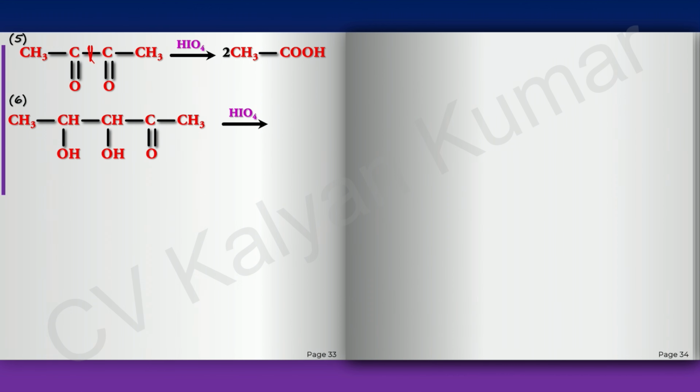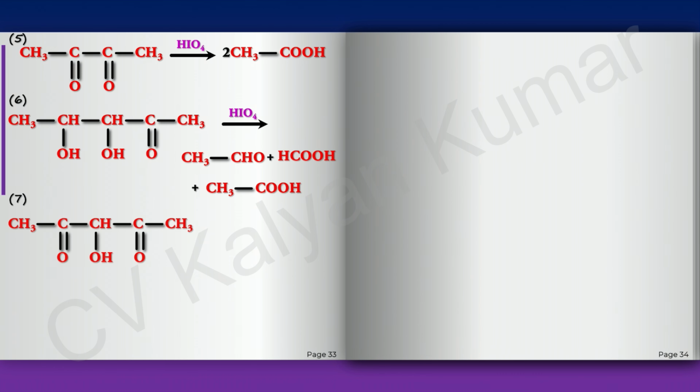Here is the answer. It'll break this. It'll break this. This will become acetic acid. This will have 2 OH on it, so it'll become formic acid. And this will form acetaldehyde. So acetaldehyde, formic acid and acetic acid.